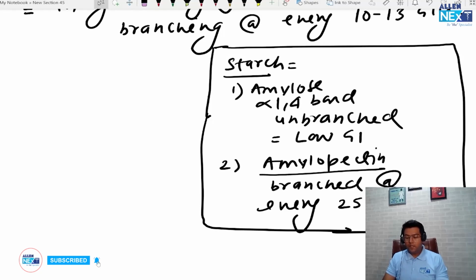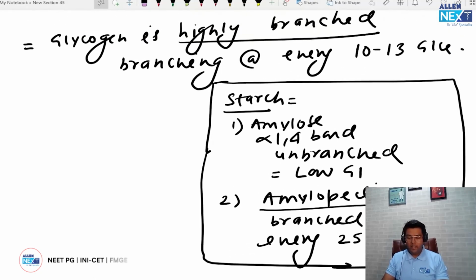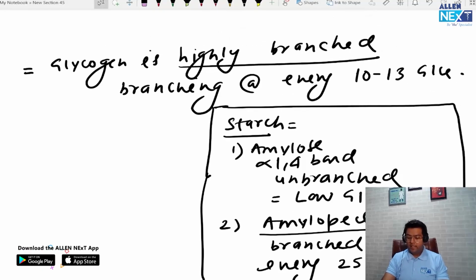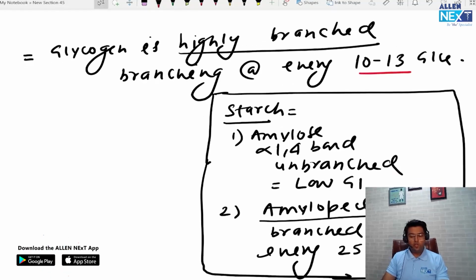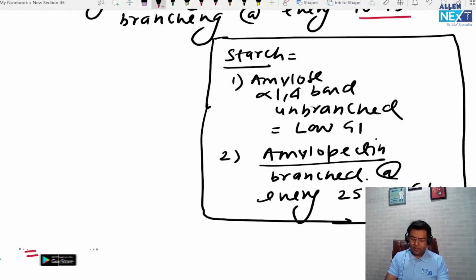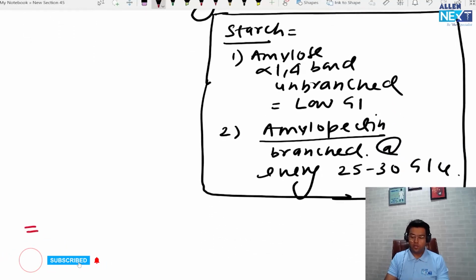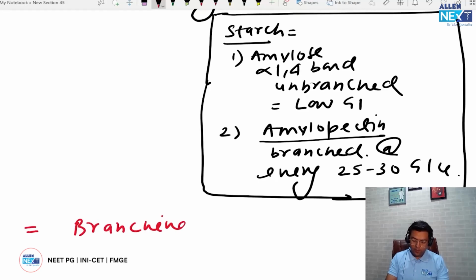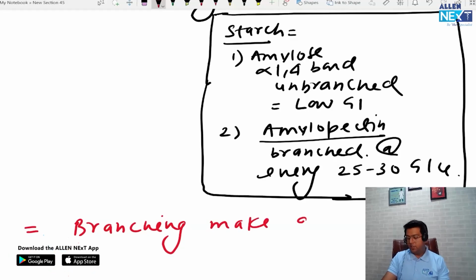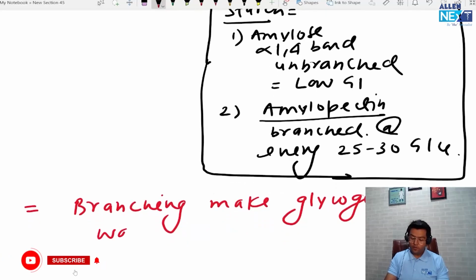Okay. So we are just talking about glycogen right now, and it is branched at every 10 to 13, so it's highly branched. So why is the branching so important in the glycogen? Guys, because one important point to remember is that branching makes the glycogen water soluble.